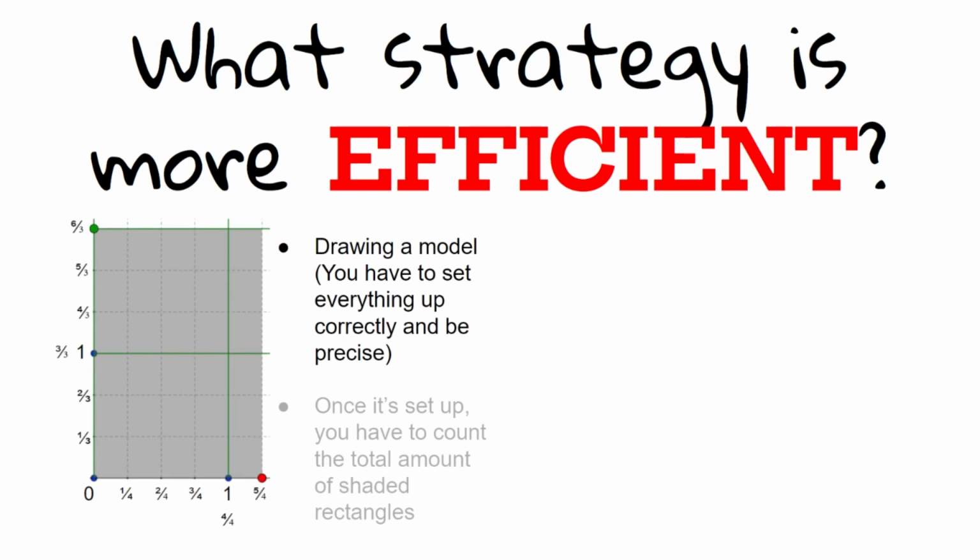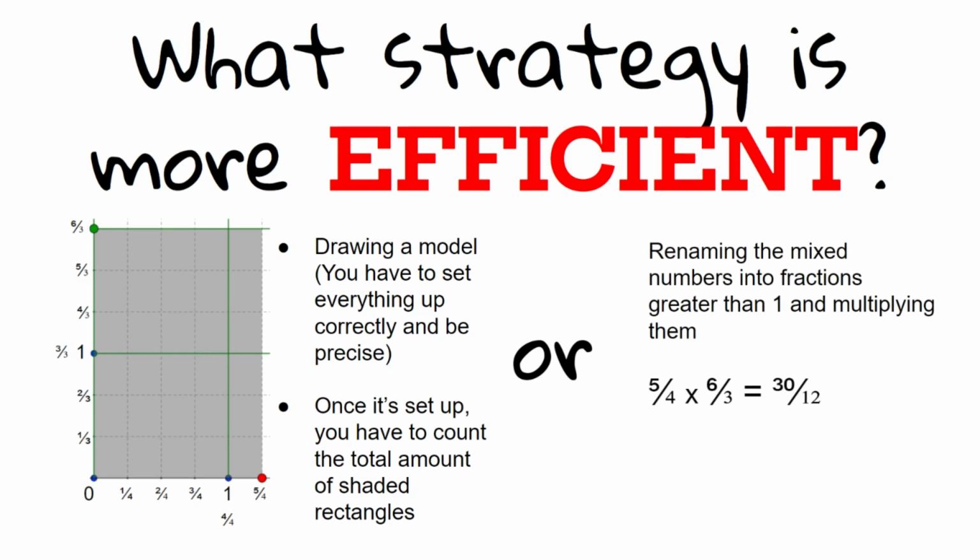But the very, very first way I showed you, you got to draw a model. You got to set everything up. You have to be precise. You got to label everything. It has to be neat. Can't make any mistakes. And then once you got it all set up, you got to figure out the size of one shaded piece, and then you got to count them all up. So that's like the very first one we went over. And then the other strategy was just rename the mixed numbers into fractions and multiply them. And we just did 5/4 times 6/3 and got 30/12. Which one do you think was more efficient? Counting up all the squares, or just multiplying the fractions?